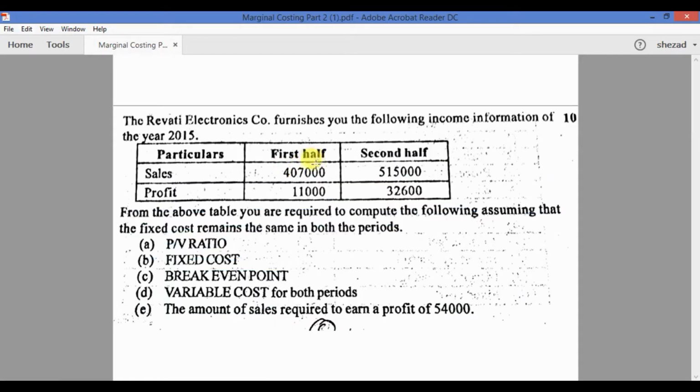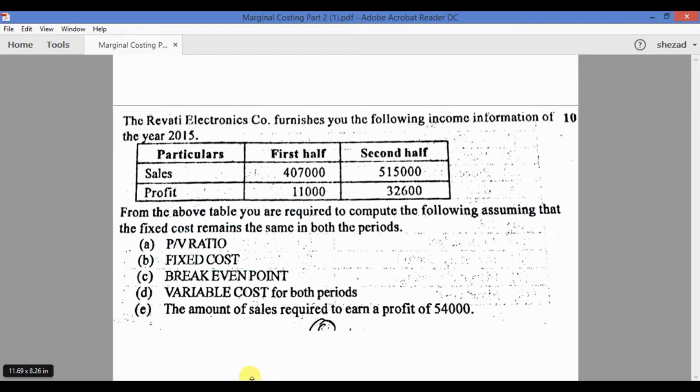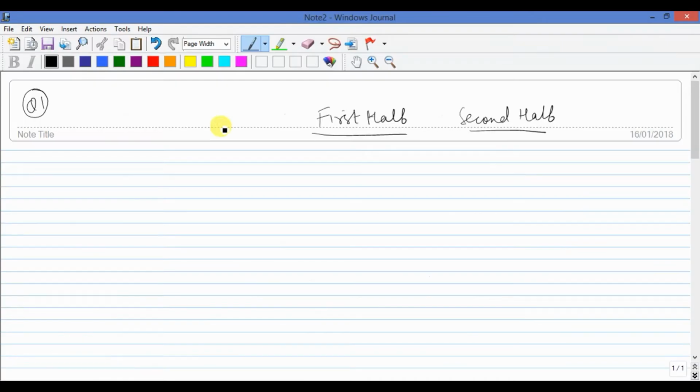So now we are starting with the sum. We have two periods: one is the first half and the second is the second half. Sales is 4,07,000 and 5,15,000.